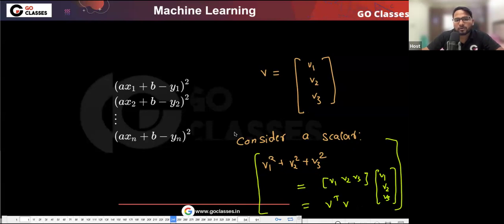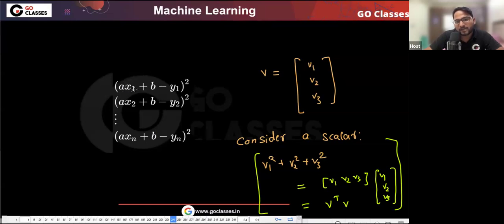Now, okay. So now this is our model prediction, right? This is our model prediction, and this is our ground truth. So what we want is to take their difference and square it.